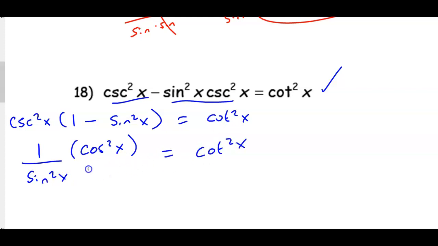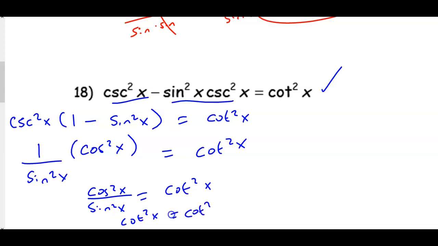And I just keep rewriting this because we have to remember this side has to eventually equal that side. So now we can rewrite this. Cosine squared x times 1 is cosine squared of x, and we still have sine squared of x in the denominator. And then cosine squared over sine squared is cotangent squared, which equals cotangent squared. So we just made the left side equal the right side.